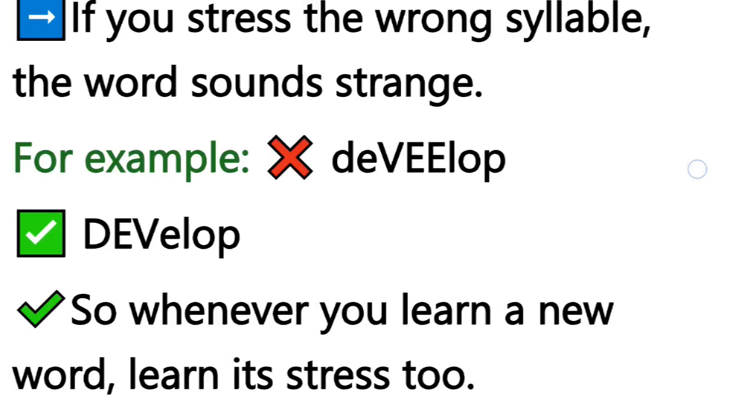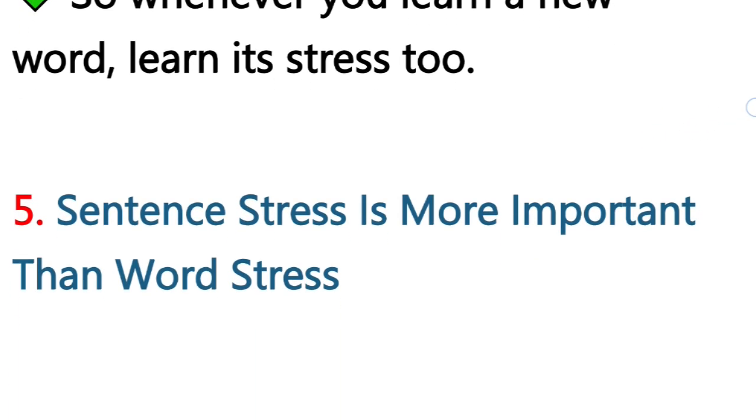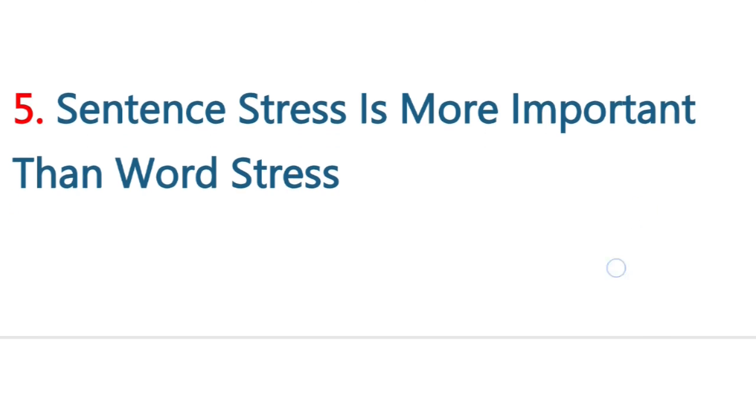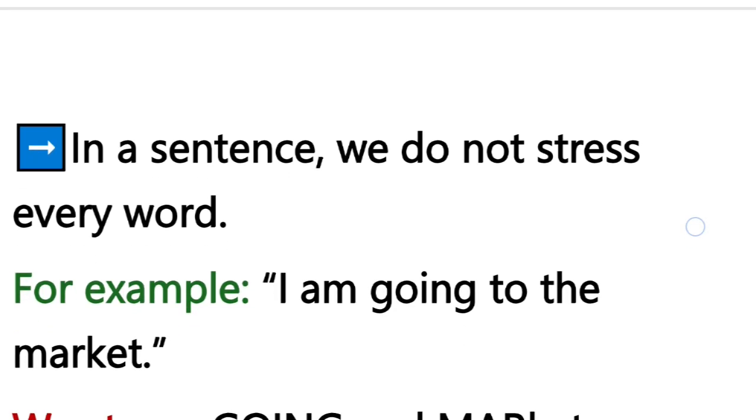So whenever you learn a new word, learn its stress too. How can you do that? We are going to talk about that also. Sentence stress is more important than word stress. So yes, we talked about how focusing on word stress is important, but focusing on sentence stress is even more important. In a sentence, we do not stress every word.